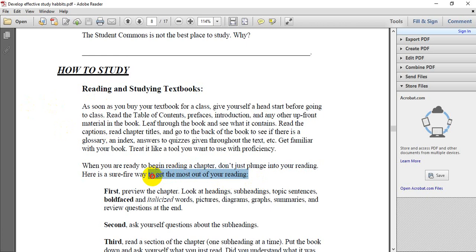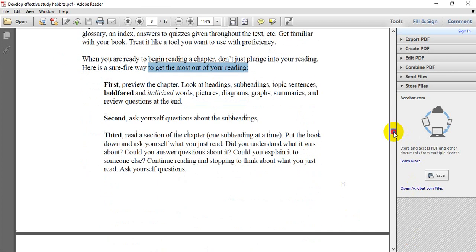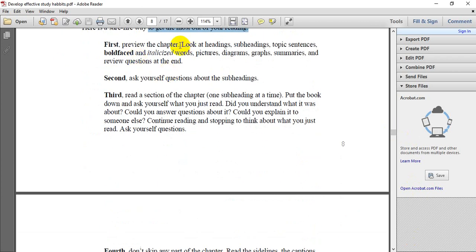To get the most out of your reading, it's very necessary to follow these steps. First, preview the chapter. What do you mean by preview the chapter? Preview the chapter by looking at headings, subheadings, topic sentences, bold-faced and italicized words, pictures, diagrams, graphs, summaries, and review questions at the end. Secondly, ask yourself questions about the headings.